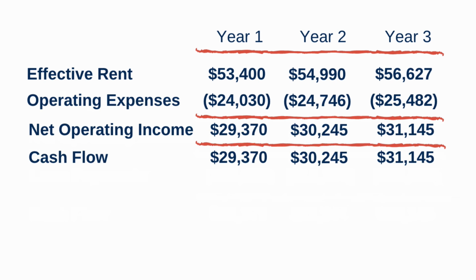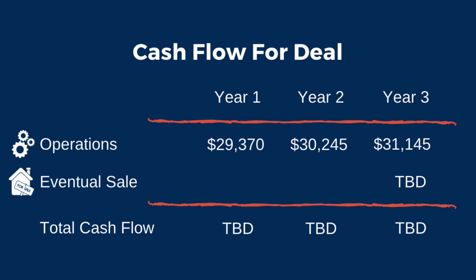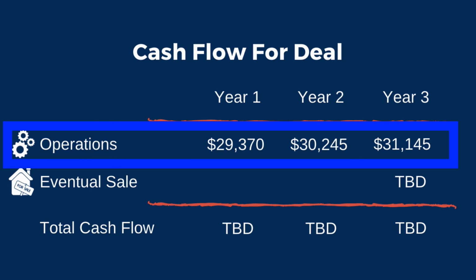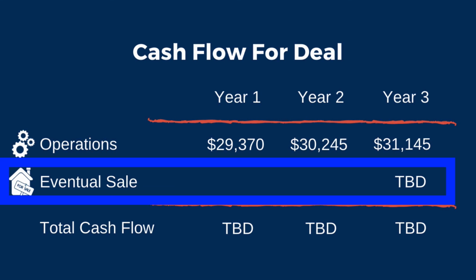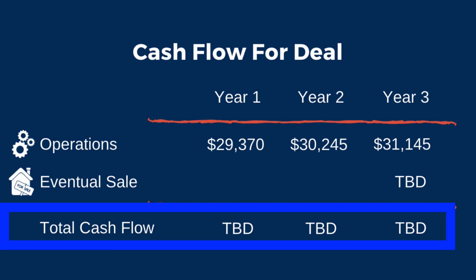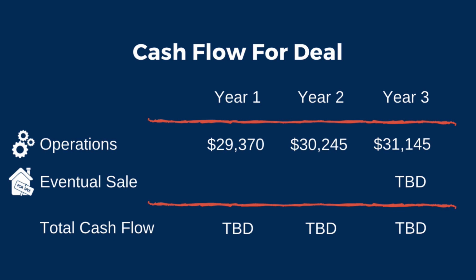So since we didn't really talk about taking out loans yet, let's go back to the all-cash purchase example, where net operating income and cash flow are the same. And now that we have the cash flow, we can start to fill in our template that we put together in the first video. We have our cash flow from operations, and now all we need is the cash flow from our eventual sale to get the total cash flow. And once we get the total cash flow, that's what we're going to use to value the property. Now let's go see NOI and cash flow from operations in action.